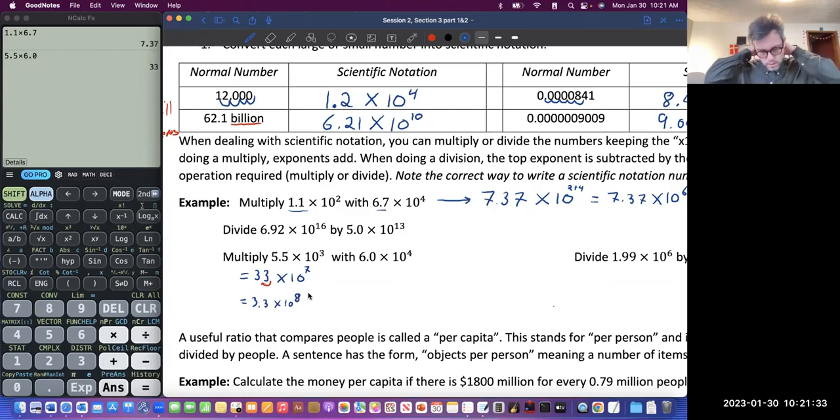Any questions about that? Are there any questions about how I'm getting the exponent, how I'm getting the answer? Why I converted it from 33 to 3.3? Any questions?